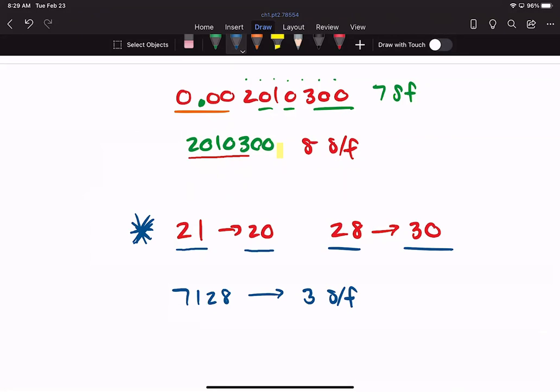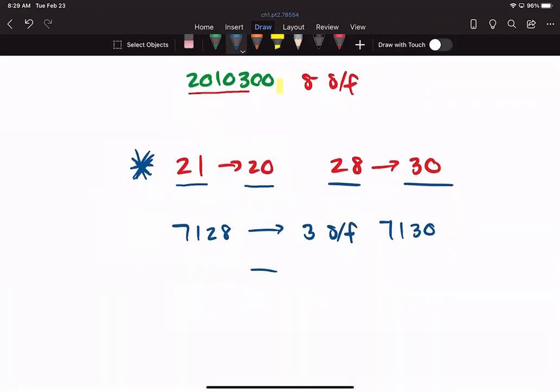It'll be 7,130. Now I've rounded it to 3 significant figures. What it wouldn't be, and what some students try to do, is say, well, I need 3 sig figs, so I'm going to round it to 713. But we can't do that, because 7,128 is not rounded down to 713. So please be cautious when we're doing that. Absolutely, 7,130.